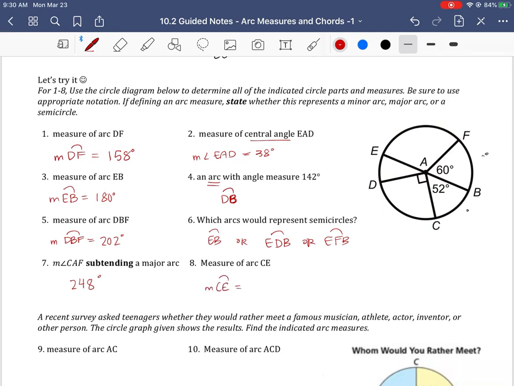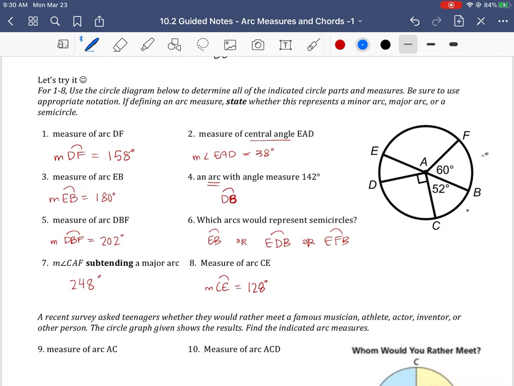And then lastly, the measure of arc CE. If I'm looking at C and I'm moving to E, again, I go the shortest distance unless there was a third letter, so I'm going to go the shortest distance here. 90 plus 38 leaves me with 128 degrees.